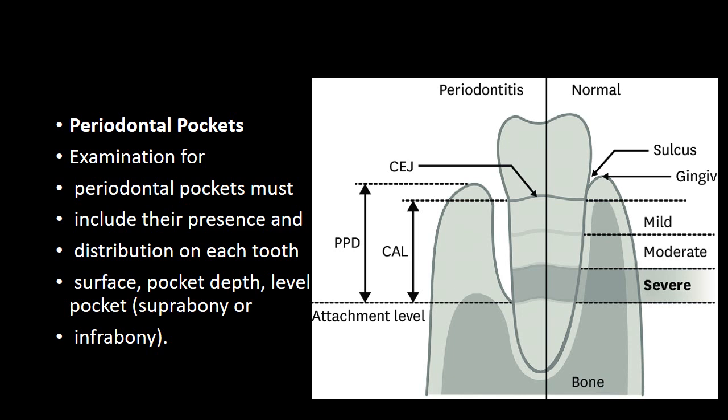Periodontal pocket examination must include their presence and distribution on each tooth, surface, pocket depth, and level of the pocket. If it is an infra-bony pocket or supra-bony pocket, this must also be evaluated. Periodontal pocket is the distance from the gingival margin to the base of the pocket.